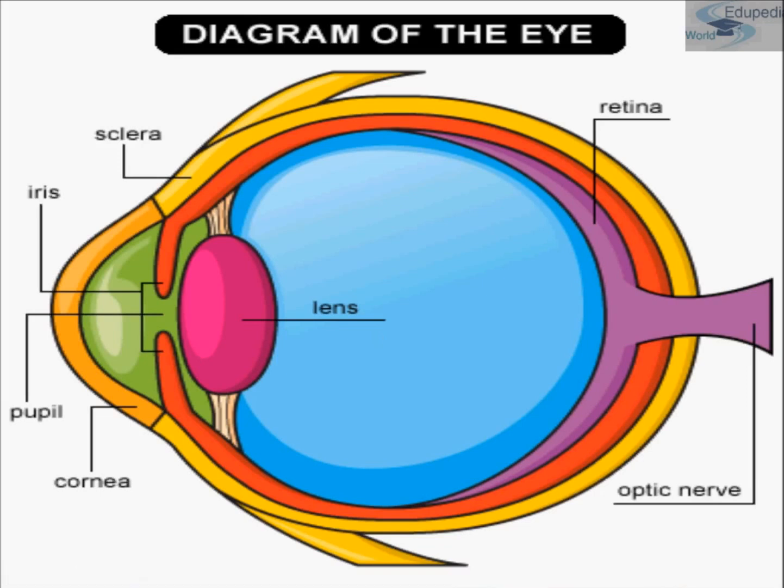Now let's see the construction of a human eye. See, this is sclera, this is retina, this is lens, this red one is your iris, and this is your pupil, and this yellow part is your cornea. And this is your optic nerve, and this is your retina.